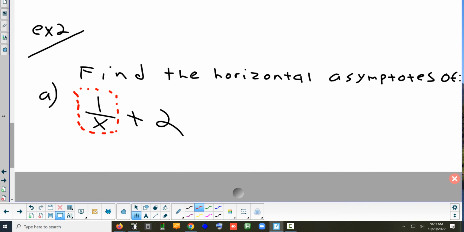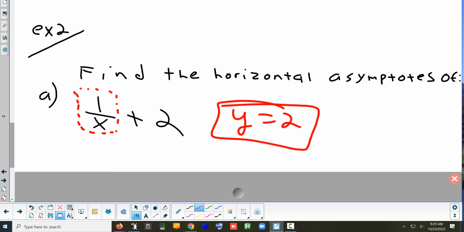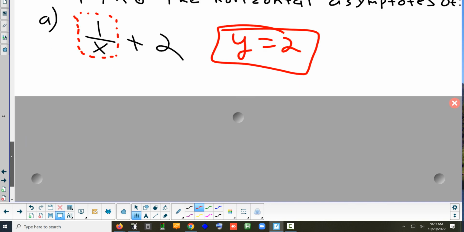Now, it's horizontal, so what letter did I say we should always start with? Y. That's how you find your horizontal asymptote. Let's try another.